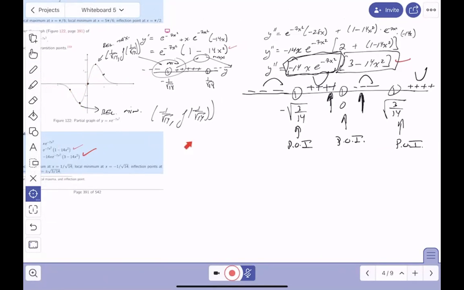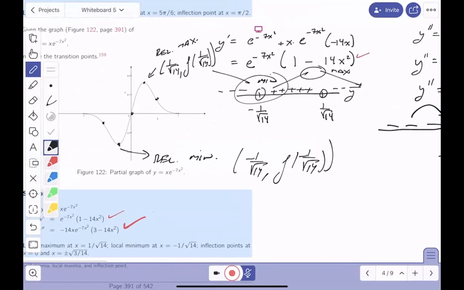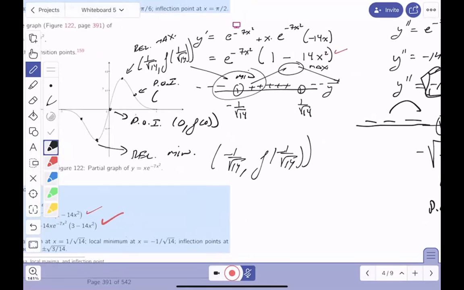And let's put these points of inflection in now, okay? Let me write them down for you. So this here is a POI. It's 0, F of 0 is 0. By the way, I know F of 0 is 0, but I'm still writing down F of 0. This is also a POI. And what's that going to be? Let me just make sure. Yep, root of 3/14, and then F of root 3/14.